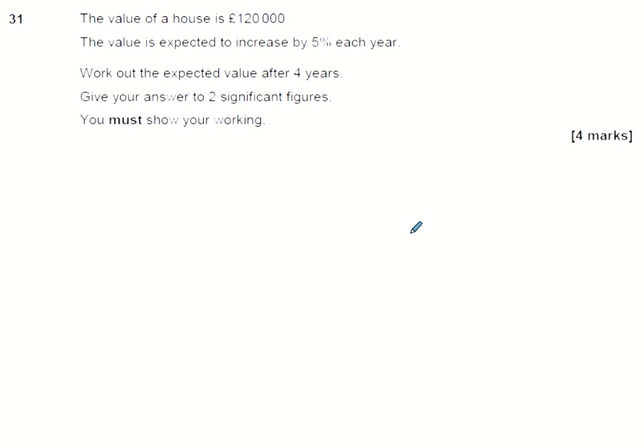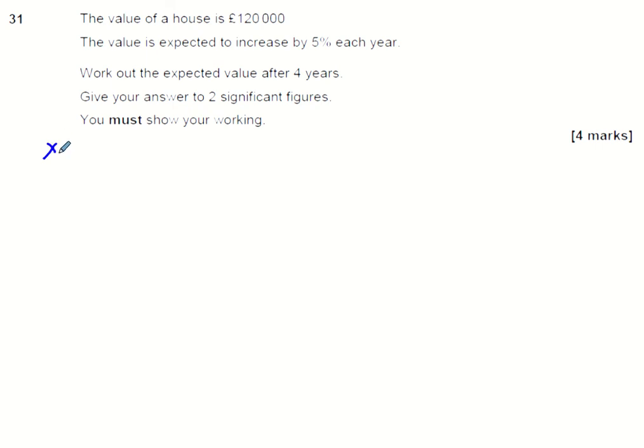This question is a question of compound interest. So that means that you are working out an increase of a value for the first year, and then that price is going to be increased by another 5% for the second year. Now you can do this one of 2 ways, depending on how confident you are with percentages. I'll show you the start of the longer method, and then I'll show you the quicker method as well.